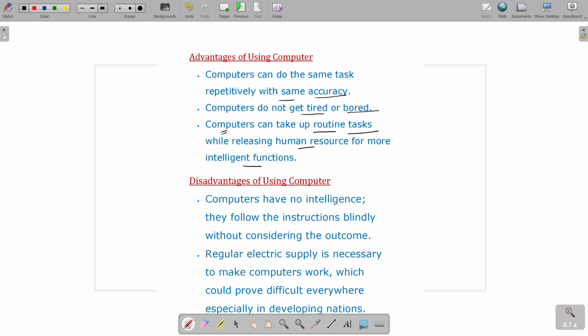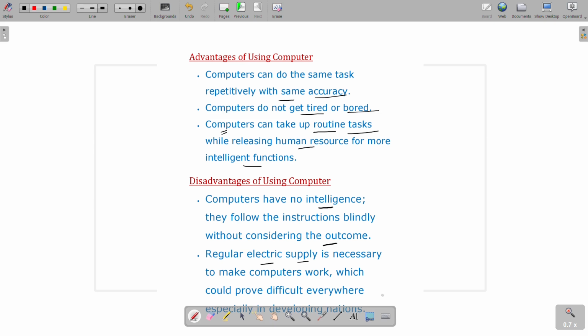Next one, disadvantages. Computers have no intelligence. Just now we have discussed. They follow the instructions blindly without considering the outcome. Whatever instructions are given, it will directly process them. And moreover, electric power supply is also necessary to make the computer work, and it is very difficult to get everywhere, especially in developing nations. So these are the disadvantages of using a computer.